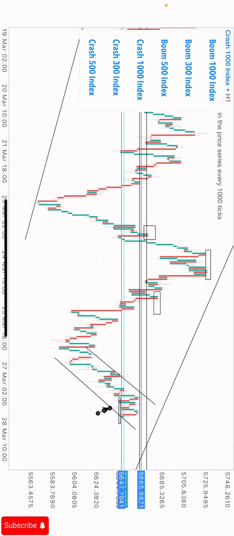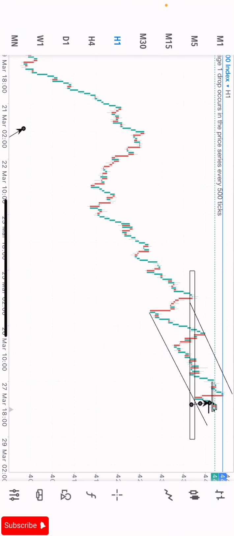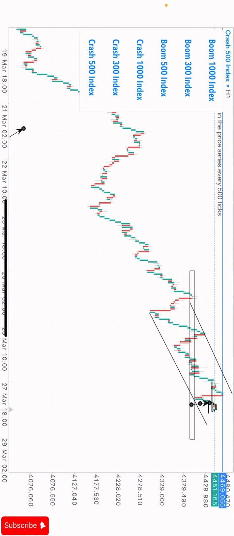Let's check Boom 300 index. These indexes are very volatile. They're like the most volatile Crash and Boom indexes.